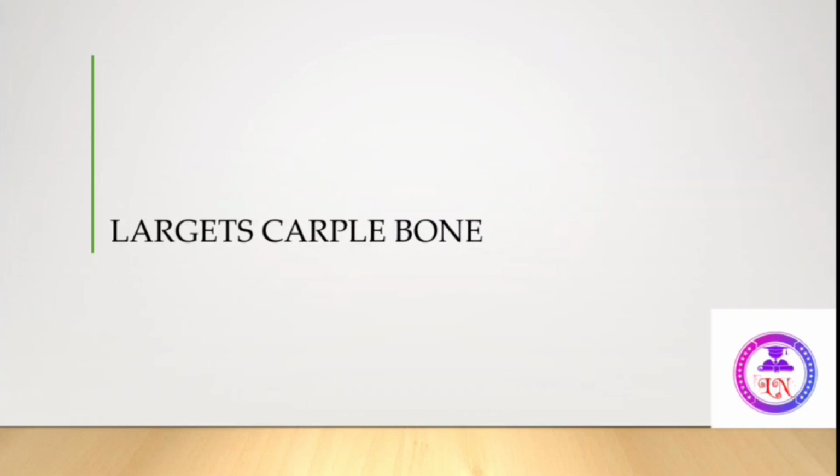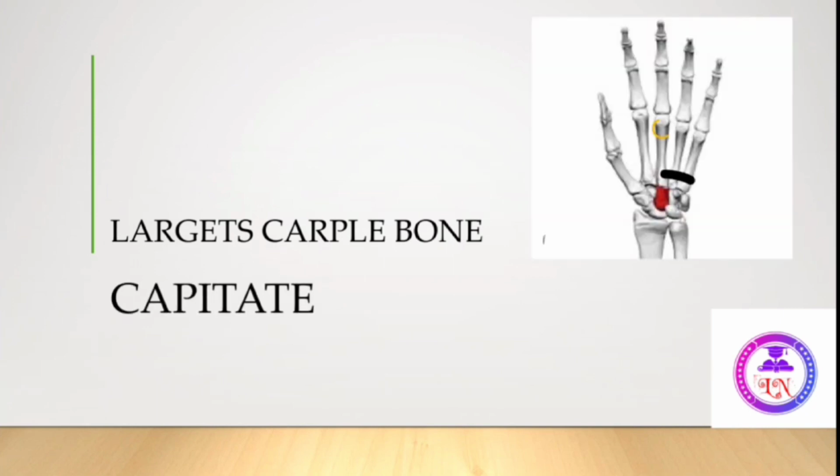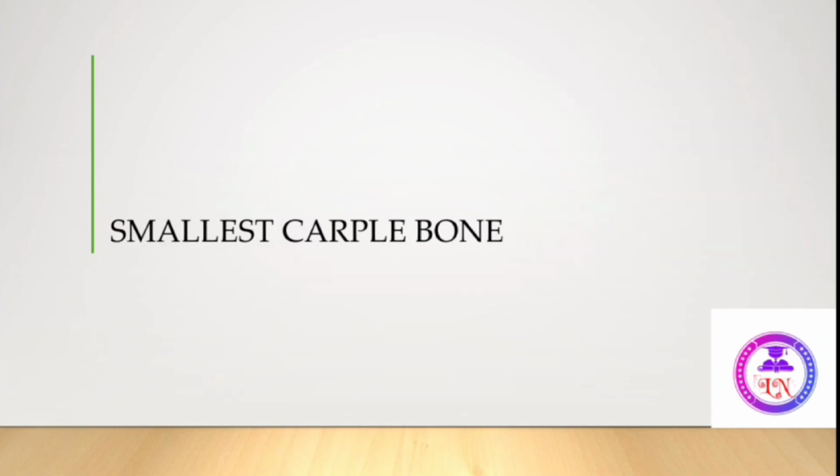The largest carpal bone. Now coming to the carpal bones, which is the largest carpal bone? Capitate. Where is it? See, the capitate is present here, and it is the largest carpal bone. Out of the carpal bones, this is the largest. Now coming to the smallest carpal bone. See, pisiform is the smallest carpal bone.